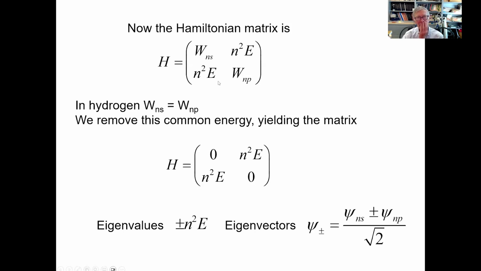Okay, so in hydrogen, these two energies are the same. So we're going to remove that energy, and we get the following matrix, which is easy to compute. It has the eigenvalues of plus or minus n squared E, and the eigenvectors are psi NS plus or minus psi NP. Okay, pretty straightforward.